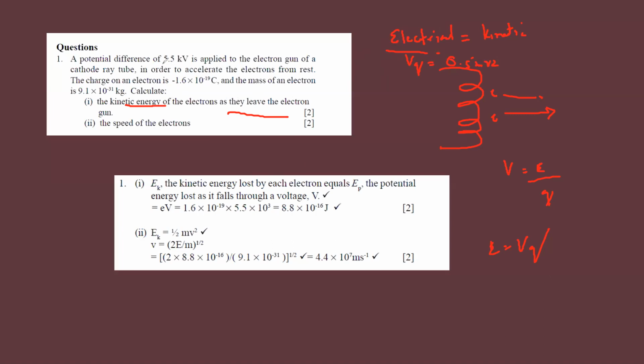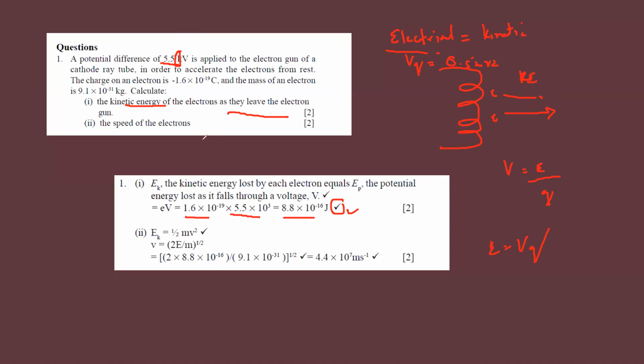Electrical energy is voltage multiplied by charge. Voltage is 5.5 exponent 3. Why? Because it's 5.5 kilovolts. So that's why this is 5.5 exponent 3. And the charge, because the electron is accelerated, the charge of one electron is 1.6 exponent minus 19. So you'll get 8.8 exponent minus 16 joule. That is the electrical energy supplied to the electron, and that is the same as the kinetic energy which this electron will have when it leaves the filament.